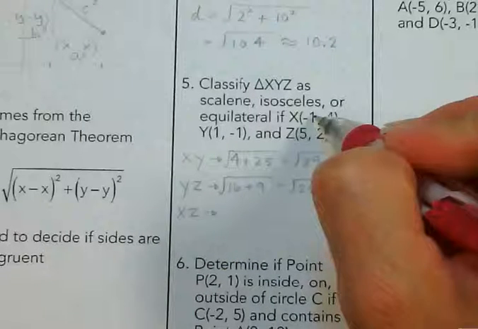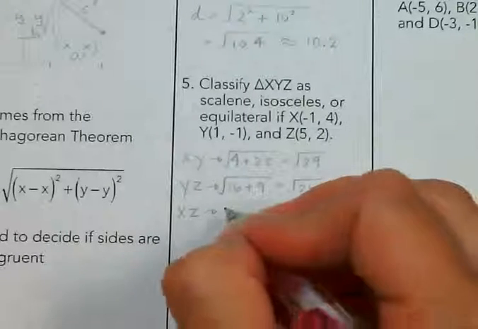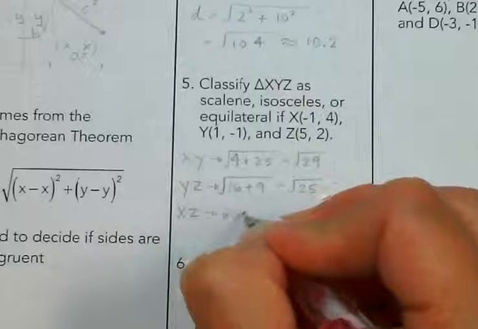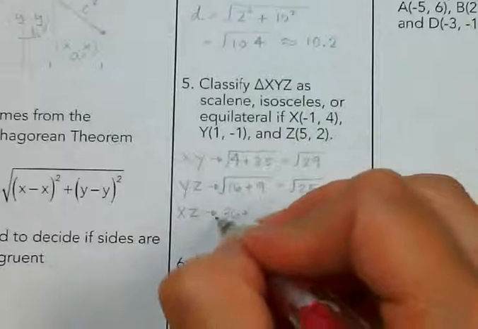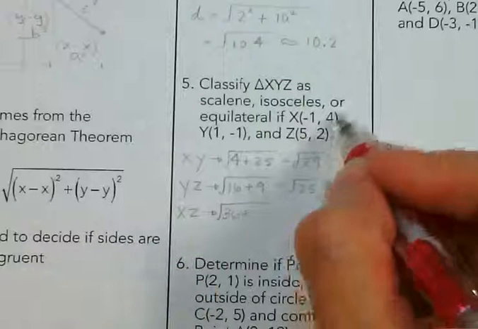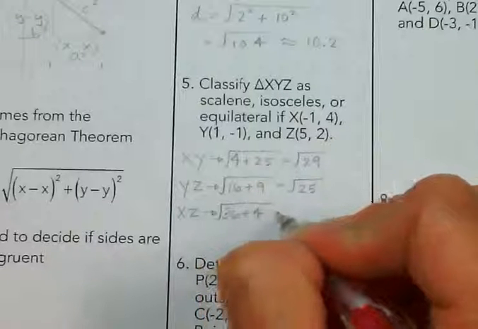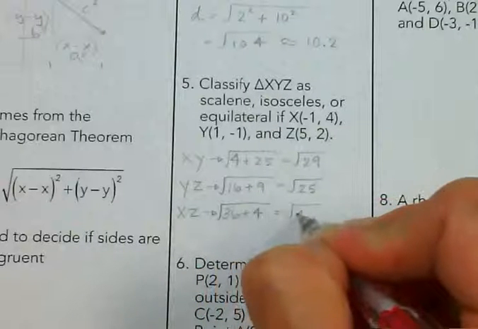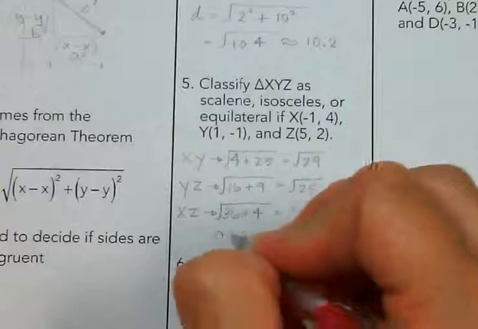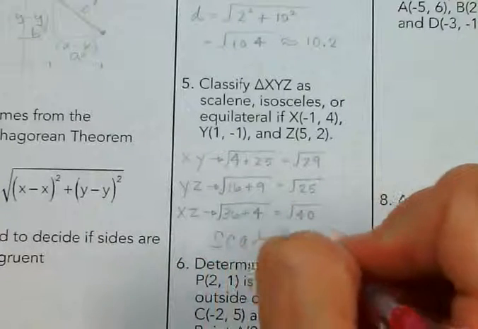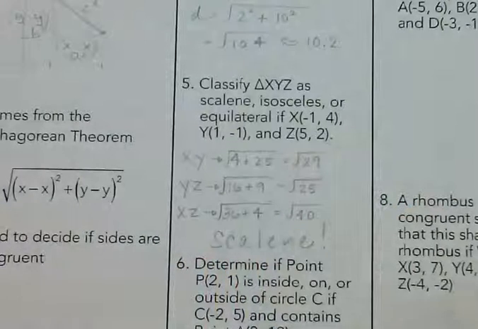So from -1 to 5 is 6, which is 36. So I can already tell the answer here. And then the difference between 2 and 4 is 2, squared is 4, makes that length the square root of 40. So now I know that this is a scalene triangle.